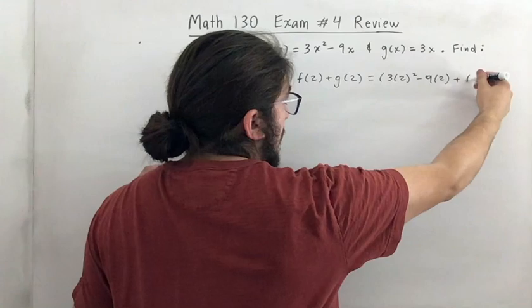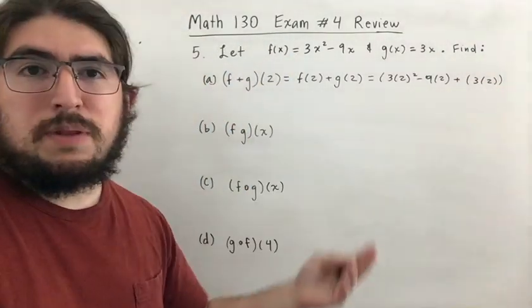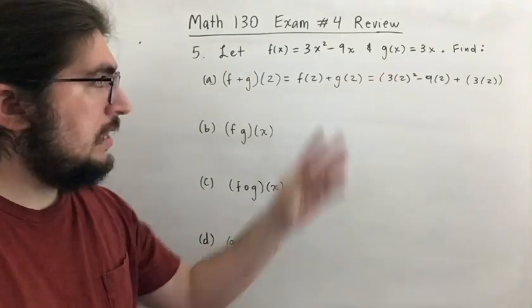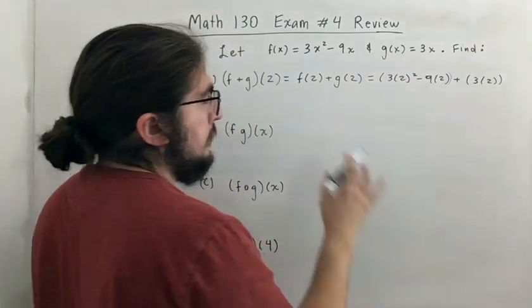Plus, if you plug 2 into that one, you get 3 times 2. Now, you can kind of see that if you were to add them together first and then plug in 2, it ends up giving you the same thing. You can kind of see it just looking at that. And I probably should have closed a parenthesis here for the first guy, but it doesn't matter.